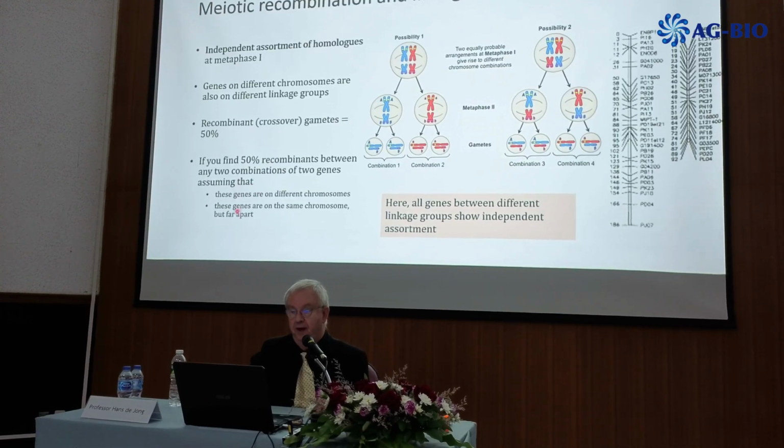Okay, if you find 50% recombinance between any two combinations of two genes, and that is an important statement, you can make two conclusions. Either these genes are located on different chromosomes, so on non-homologous chromosomes, or these genes are on the same chromosome, but they are far apart, so that at least one crossover takes place. Here, all the genes between different linkage groups show independent assortment. So all the genes here on this chromosome and all the genes on that chromosome always have 50% crossover.